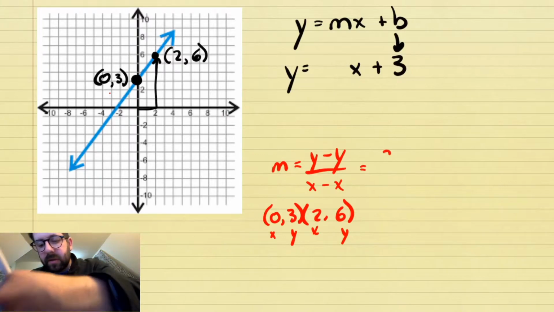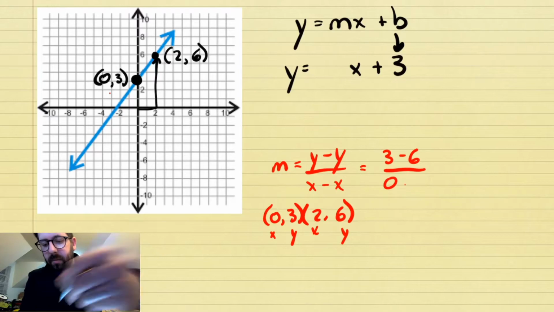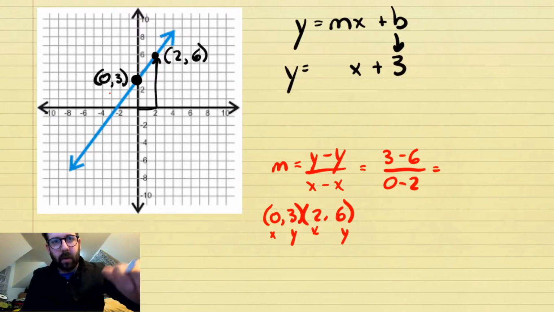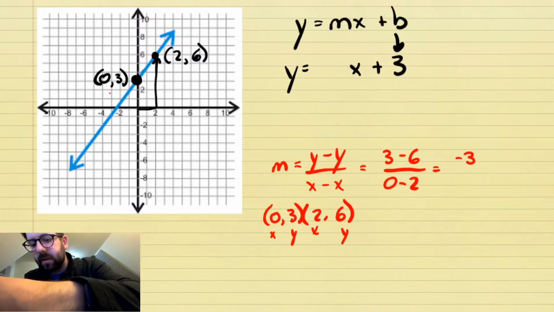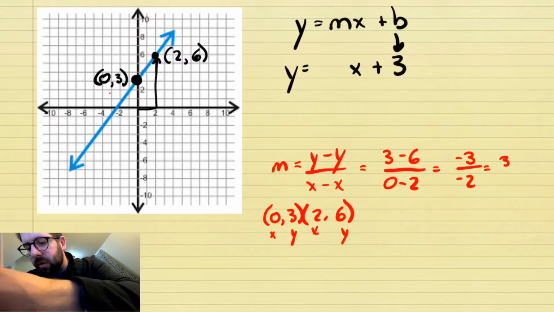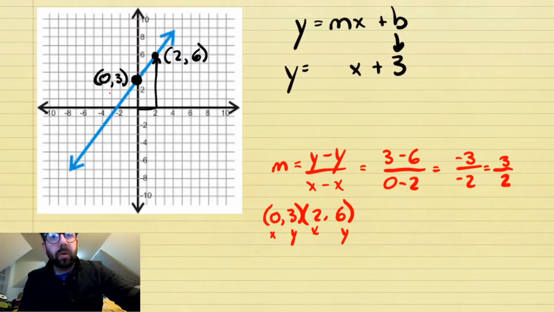So for the y numbers, it's 3 minus 6. Again, subtracting the y numbers. The x numbers are 0 and 2, and I just put them in order, front minus back. That's how I always do it. So 3 minus 6 is negative 3. 0 minus 2 is negative 2. And so the 2 negative signs would cancel. So my slope is 3 over 2, or 3 halves.